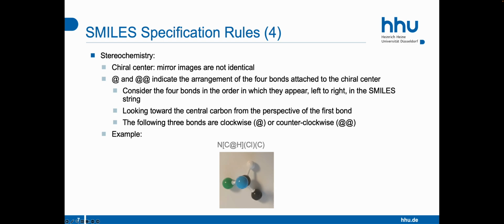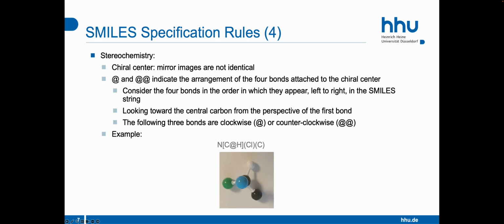First, since it's a chiral center, we need to add square brackets around it. And second, here we need to explicitly write the hydrogen atom that is bonded to this carbon atom, because otherwise we would not be able to explicitly write down the exact spatial arrangement of this molecule. Following this, we have 2 single bonds to first a chloride atom and then the carbon atom. So the order in which the bonded atoms appear is nitrogen, hydrogen, chloride, and carbon.